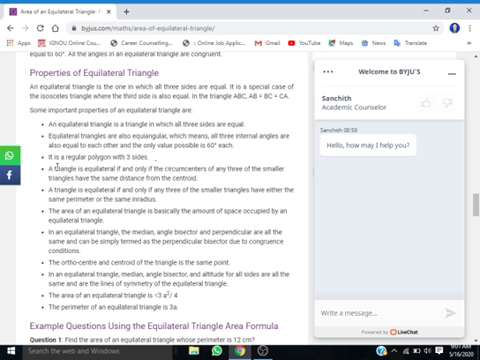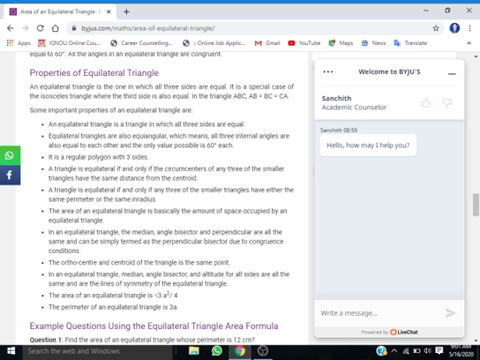And what is the third property? It is a regular polygon with 3 sides. A triangle is also one type of polygon, and polygons are geometrical figures with any number of sides. But when we particularize it as 3 sides, then it becomes a triangle. When it has 4 sides, then it becomes a quadrilateral. And different types of quadrilateral are treated as parallelogram, rectangle, square, and something like that.